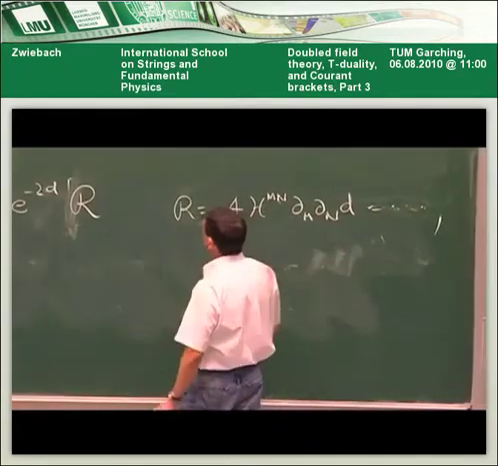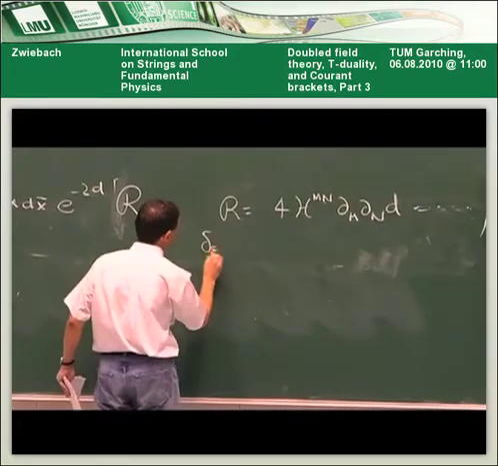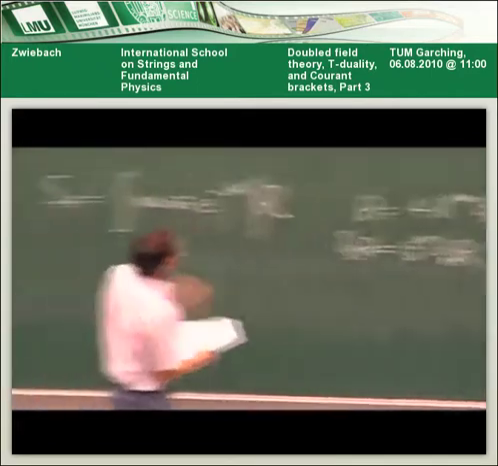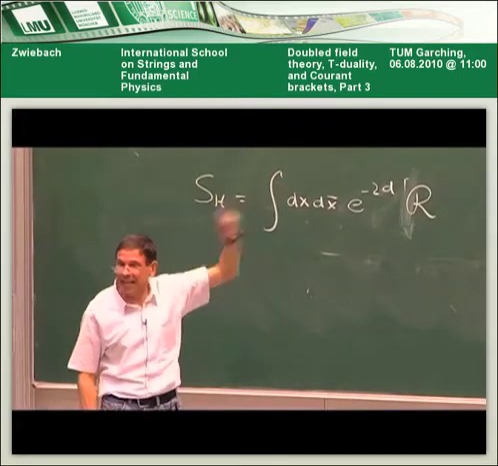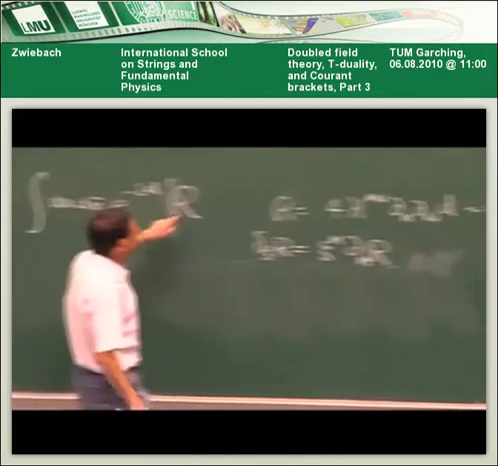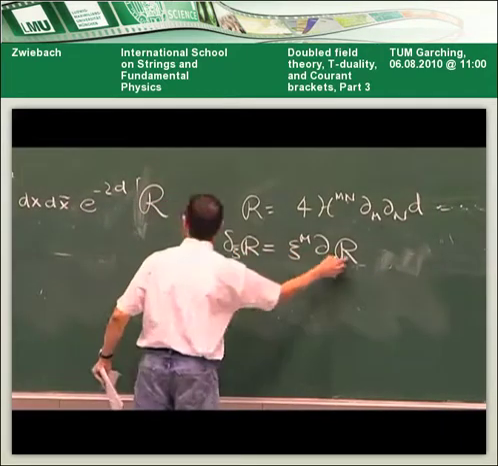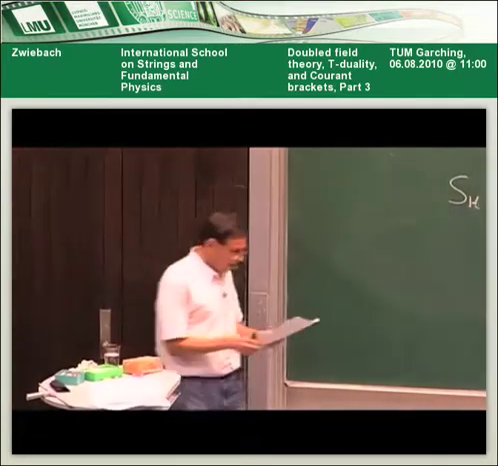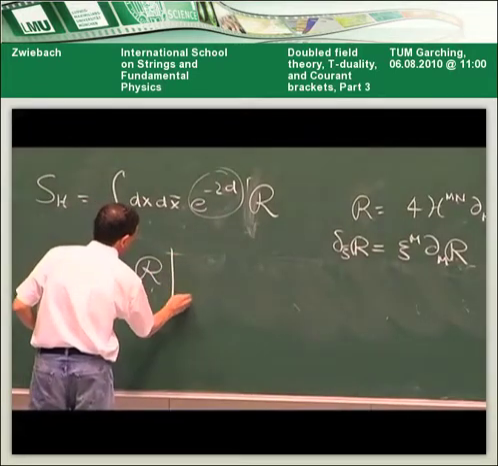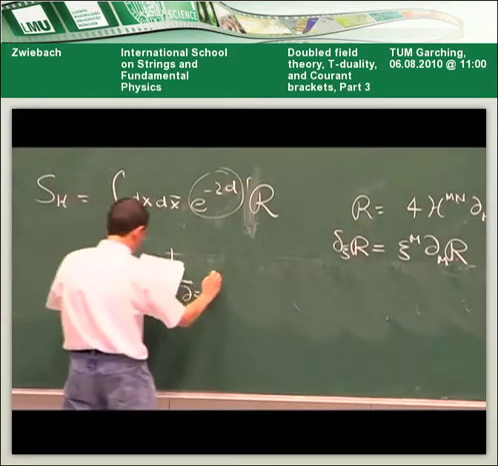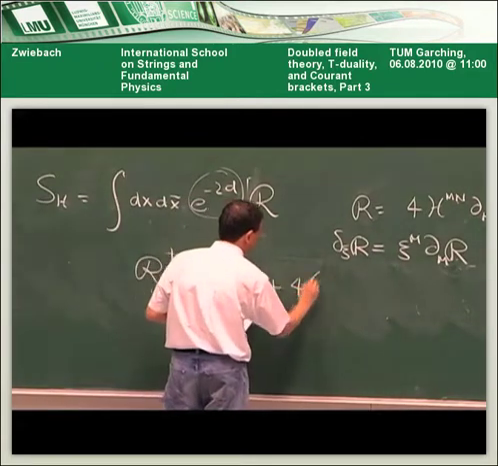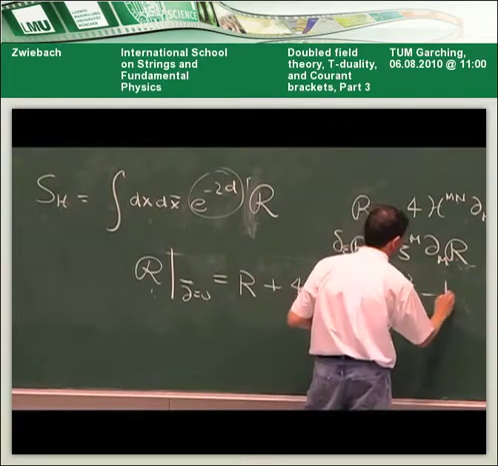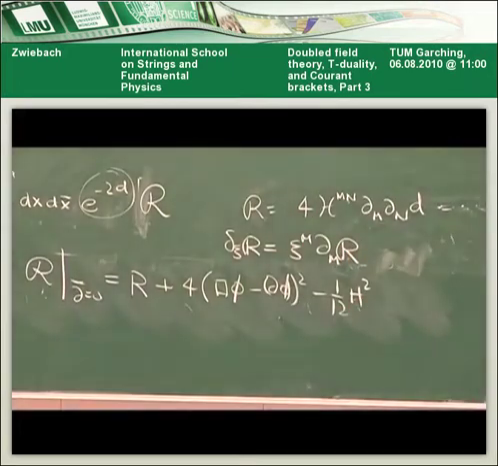Only a peculiar combination of them is a generalized scalar, which means that delta Xi of R is just Xi^M ∂_M R. And if you want to prove the gauge invariance of that action, the O(D,D) invariance is manifest. The gauge invariance is not manifest. The easiest way is to prove that this R is a scalar, because if this is a scalar and this is a density, the action is gauge invariant. So there is such a scalar, and if you calculate it by setting the derivatives d-tilde equal to 0, it turns out to be the scalar curvature plus 4 times box φ minus (∂φ)^2 minus 1/12 of H squared. So this is the peculiar combination.